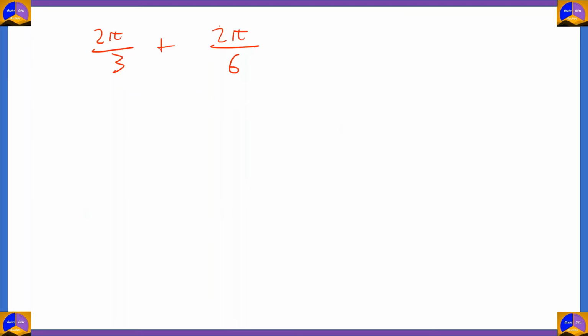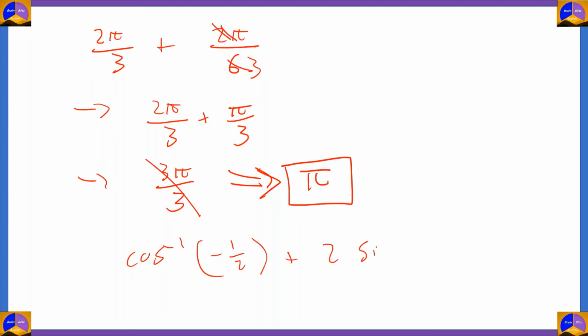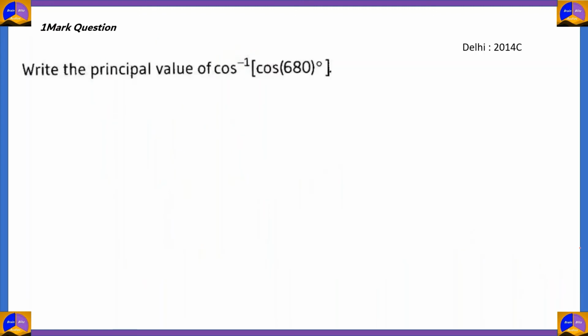And 2 goes into 6 3 times, so we can cancel that. So what we're getting is 2 pi by 3 plus pi by 3, which is equal to 3 pi by 3. Cancel the 3's. You get our final answer as pi. So cos inverse of minus 1 by 2 plus 2 sine inverse of 1 by 2 is equal to pi. That is our final answer.